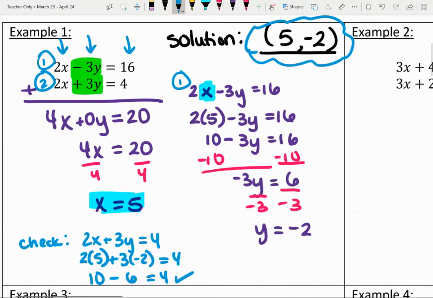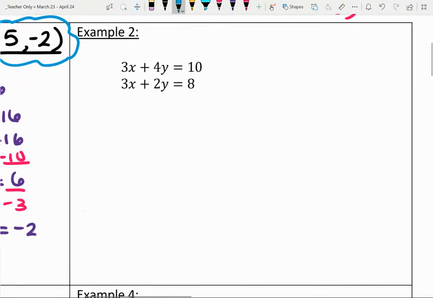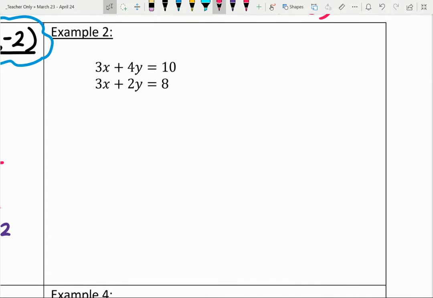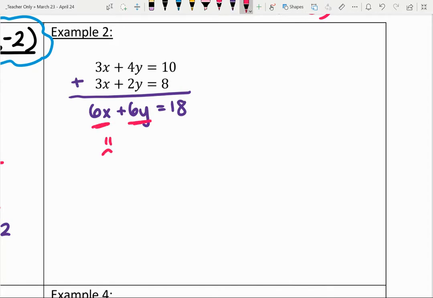If we look at example 2, one thing we notice right away is, oh, we've got 3x and 3x. That's a zero pair, right? 3x and 3x, that'll make 0. But be careful. If we add, which is what we'd really like to do, because if we stay consistent, we're less likely to make mistakes, I actually get 6x and 6y is equal to 18, and I still have x's and y's. That's not exactly what I want.